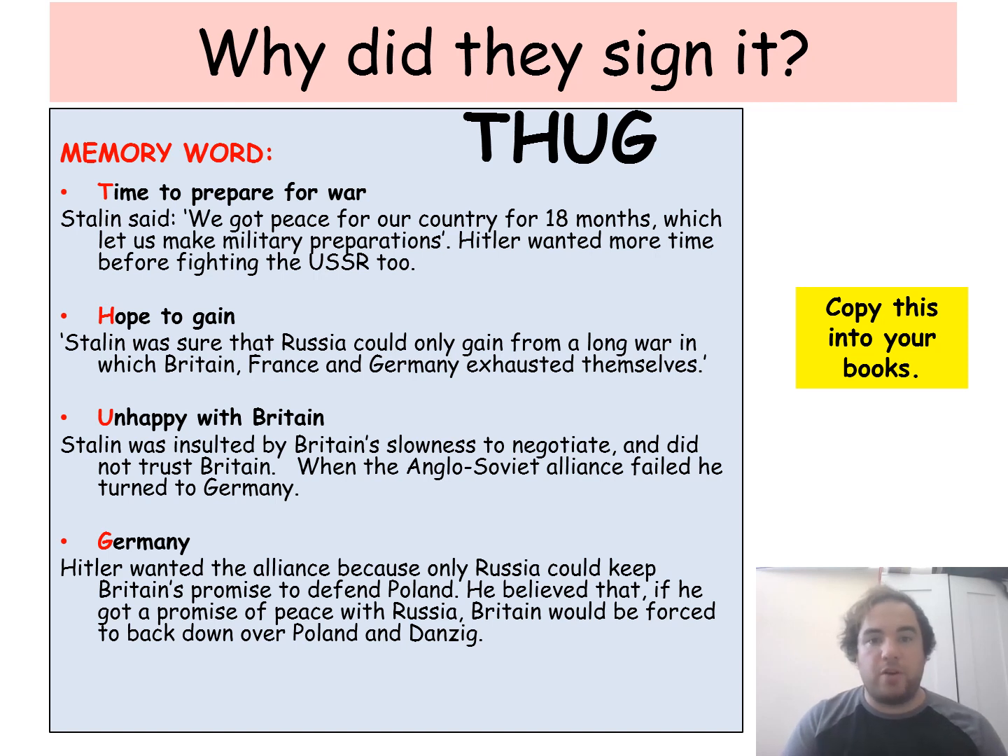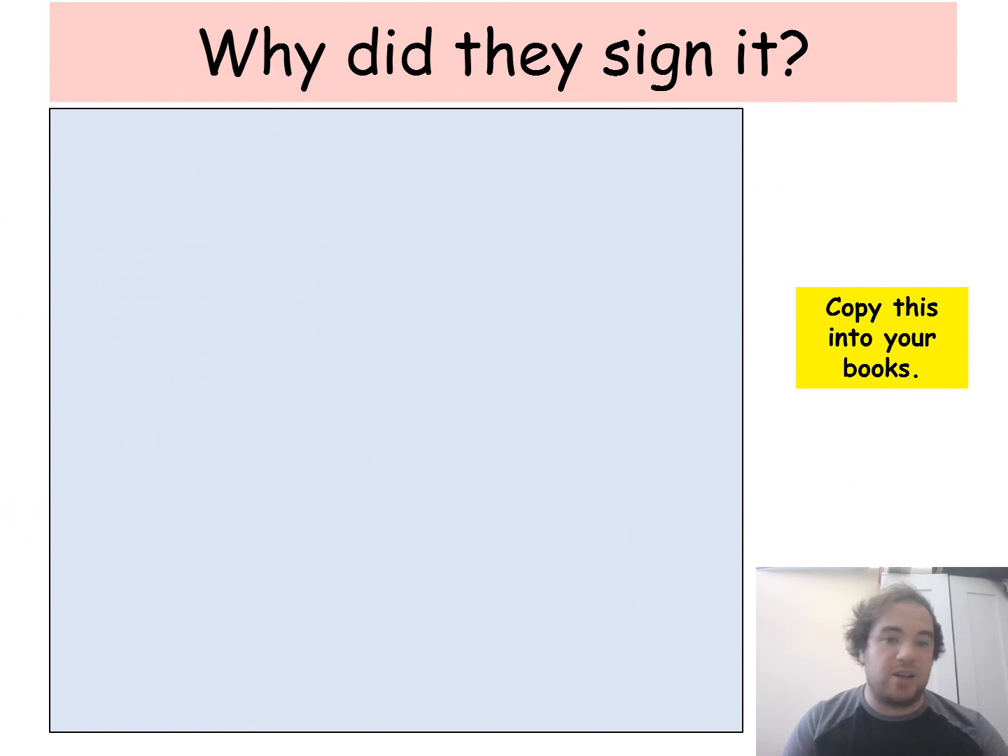So your memory word for this is FUG. Firstly, time to prepare for war. Stalin did manage to buy himself an extra 18 months to build up the Soviet military resources, particularly useful as Stalin had just conducted a massive purge of the Soviet Union's military generals in the years leading up to this, and the Soviet Union was very ill-equipped for a large-scale war.